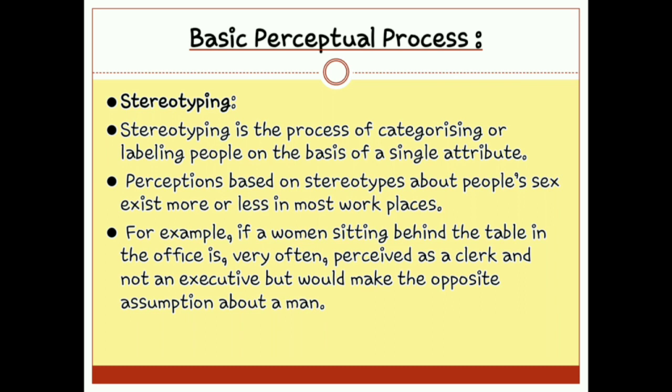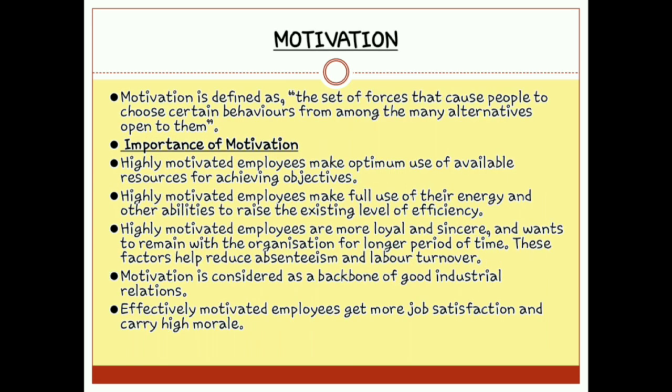Next one is stereotyping. It is another process of categorizing or labeling people on the basis of a single attribute. Perception based on stereotypes about people's sex exists more or less in most workplaces. For example, a woman sitting behind the table in the office is perceived as a clerk, not an executive, but one would make the opposite assumption about a man.